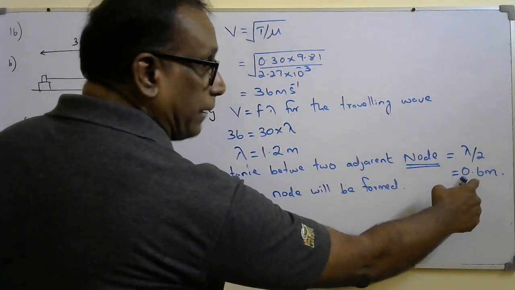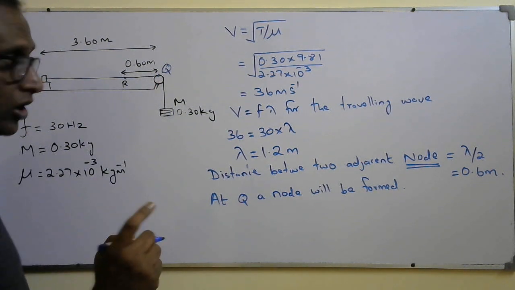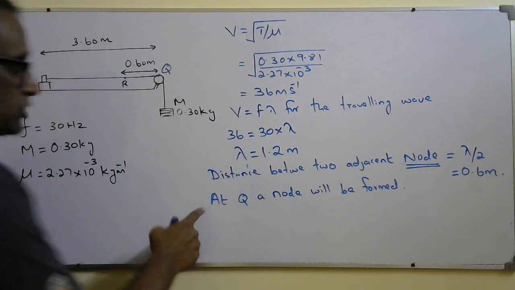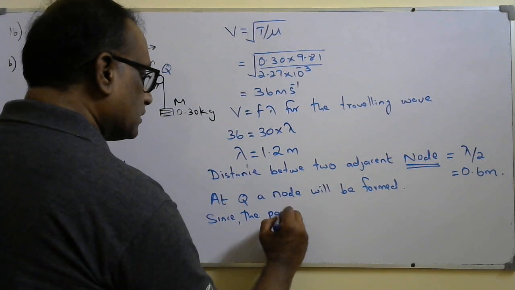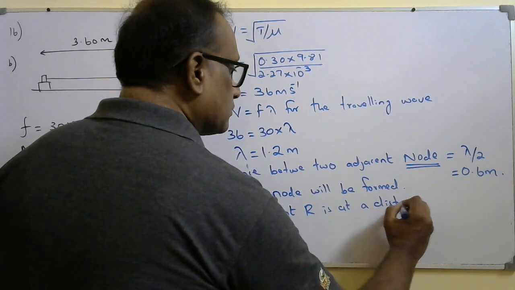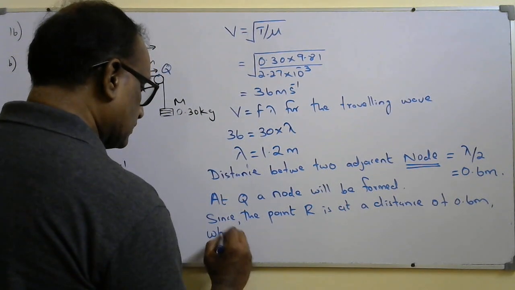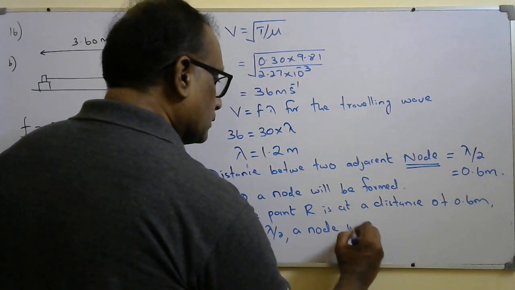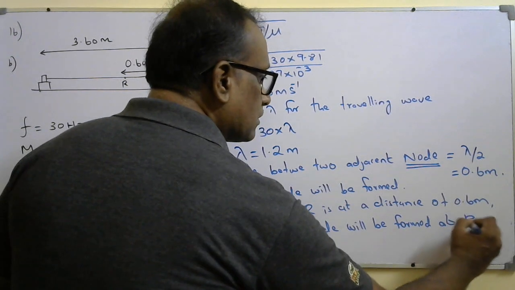So I know the lambda by 2 is 0.6. Here a node will be formed. So from here the next node will be formed at a distance of 0.6 meter. So certainly at R a node will be formed. At Q a node will be formed, since the point R is at a distance of 0.6 meter, which is lambda by 2, a node will be formed at R.